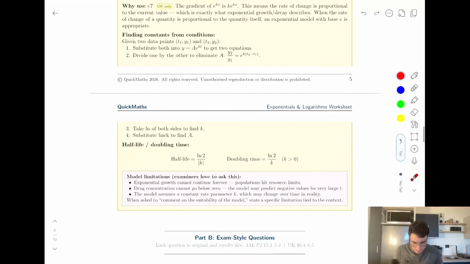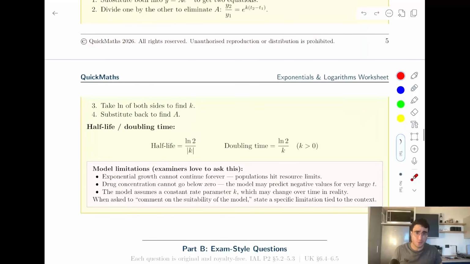And when it comes to model limitations, you'll sometimes get a question to say, what are the restrictions of this model, etc. So some key points is that exponential growth cannot continue forever, okay? So if you think about it, there's eventually going to be limits to resources in reality, right? So as t increases, there's always going to be limits there.